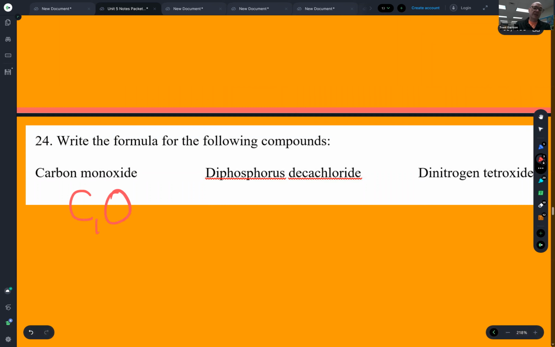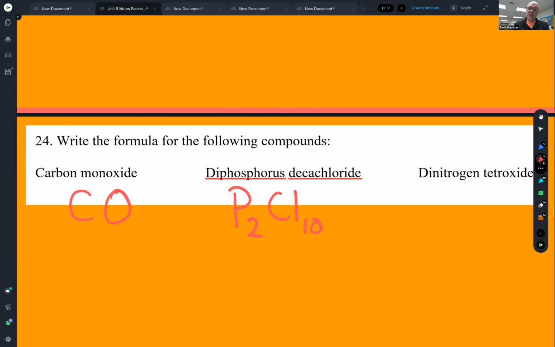We have to understand that there is a 1-to-1, but because they are ones, we don't need to write them. Diphosphorus decachloride. Now, this one would be tempting to reduce down to 1 and 5, but because it is a covalent molecule, we do not do any reductions. This is the number of atoms that would be possible.